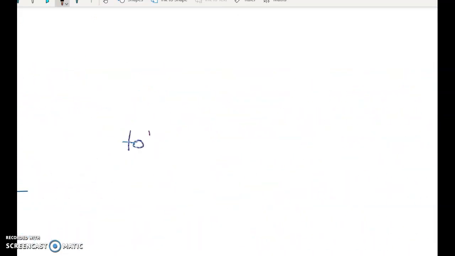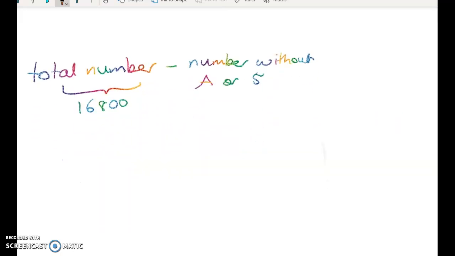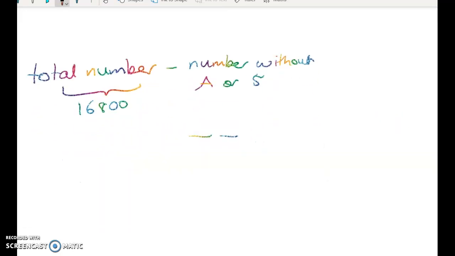So we're going to find the total number minus the number without A or 5. This bit here we've already got. This was 16,800. Now what about the number without A or 5? Well, we've still got the format where we've got 2 letters. So we've got place 1 and place 2, and then we've got to find 4 more.